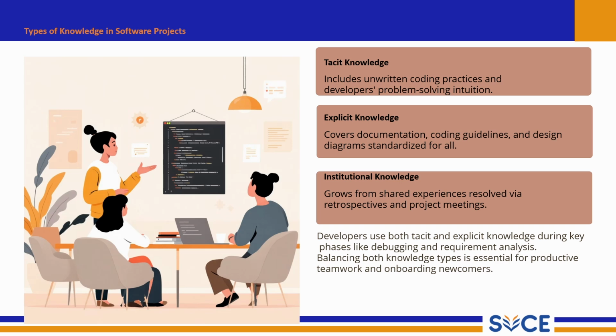And the third one is the institutional knowledge. It grows from the shared experience resolved via retrospectives and project meetings. Developers use both the tacit and explicit knowledge during the key phases like debugging and requirement analysis. So balancing both the knowledge types is essential for productive teamwork and onboarding newcomers.